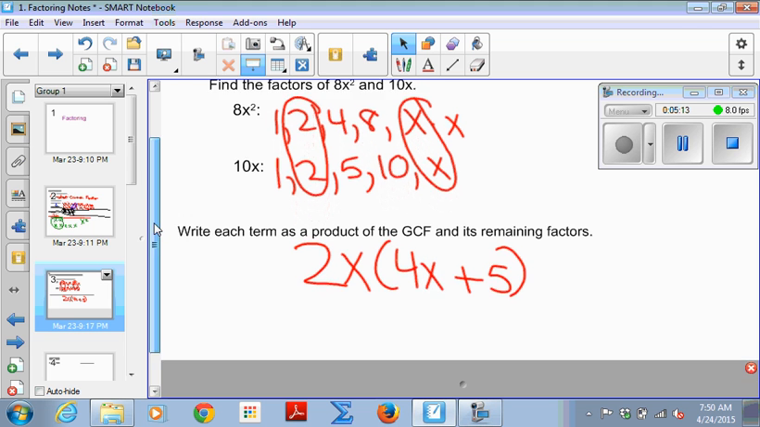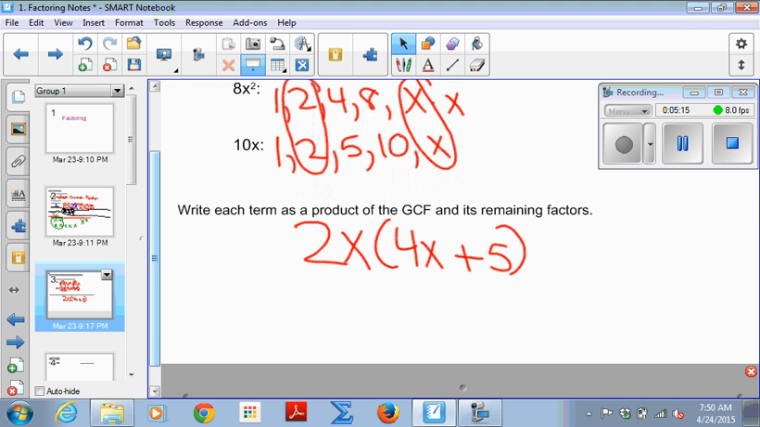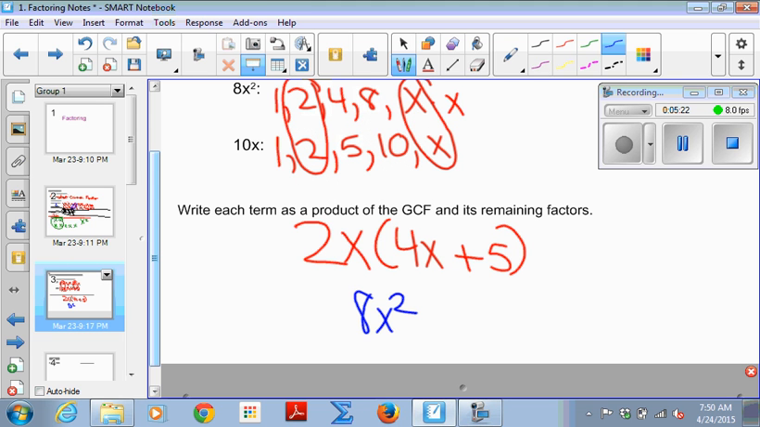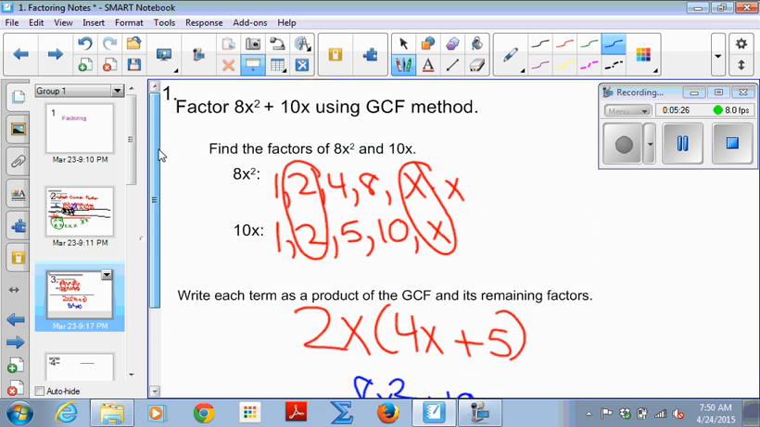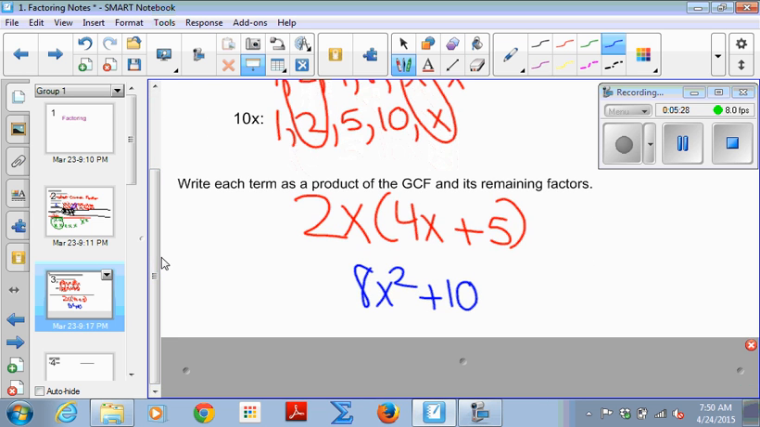Easy to check, just distribute the 2x back through, and we should get that original problem. So 2x times 4x is 8x squared. 2x times 5 is 10x. And that's where we started. So that is our solution.